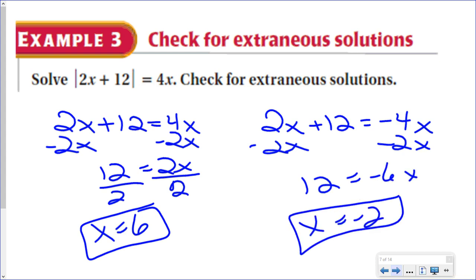And I got my two answers with 6 and -2. So what they want you to do is put 6 back in the original equation and check to see if it's an extraneous solution, or an easier way of saying it, a solution that doesn't work out. If you put 6 back into the equation on the left side, which is this side, here's what you get.